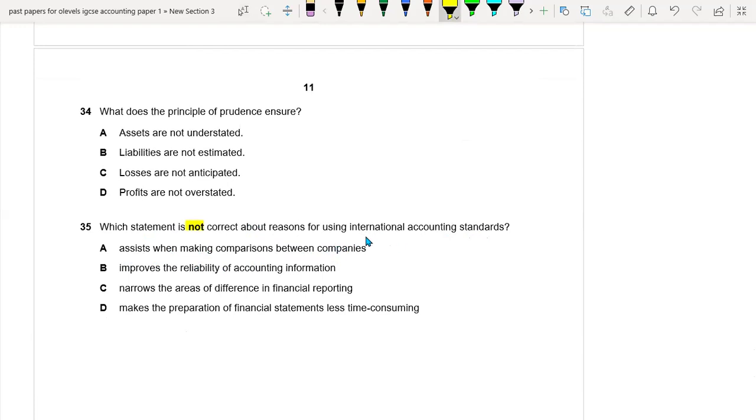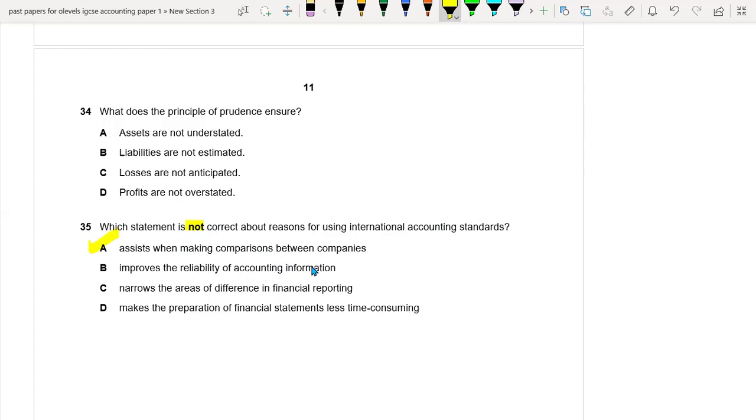Yes, if we are following the international accounting standards, if we are preparing our financial statements according to the IAS, it means that we are making it easy to compare the accounts of different companies with our companies. So comparison would be easier if every company is following the international accounting standards. So this is right, but we have to see which is not right.